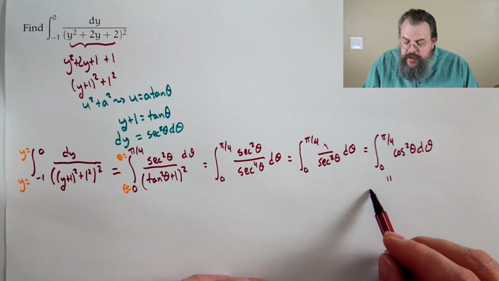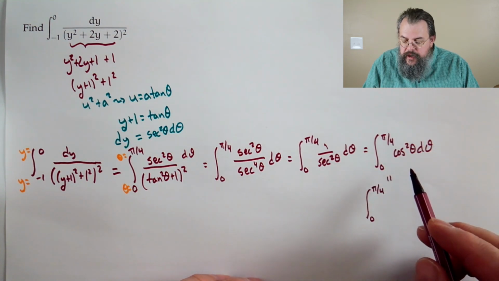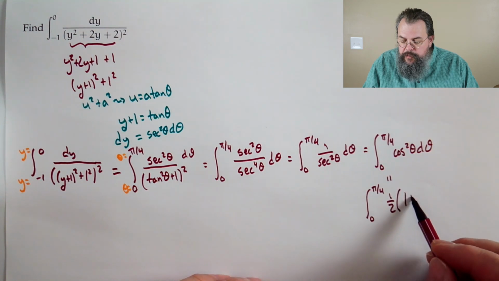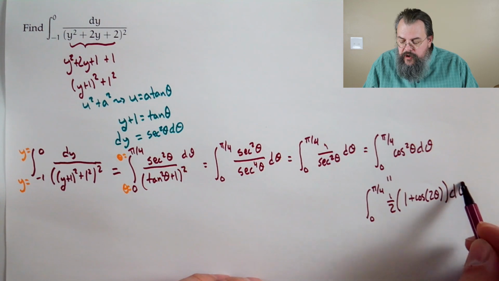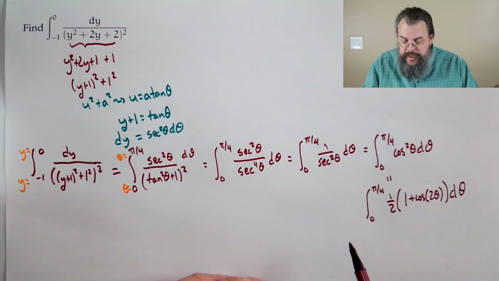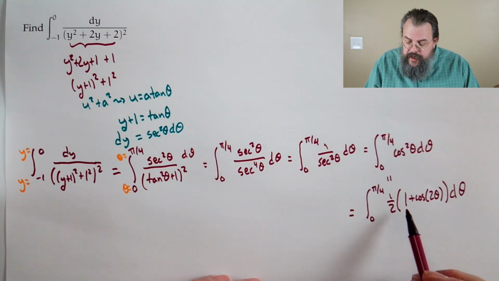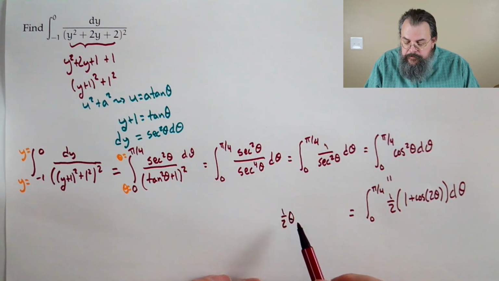So this will become the integral from 0 to pi over 4, and cosine squared is 1/2 times 1 plus cosine 2 theta. And now we're in good shape. All right, we integrate. Well, the integral of 1 times 1/2, or if you like the integral of 1/2, is 1/2 theta.